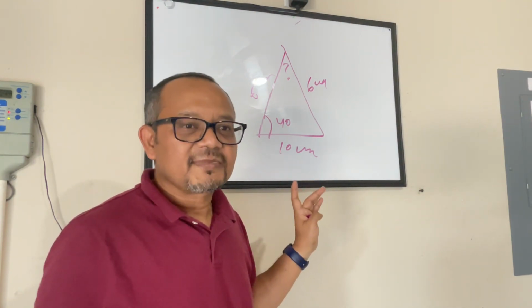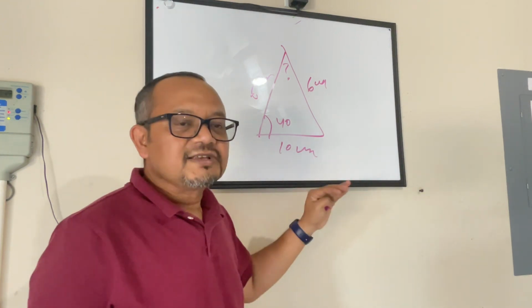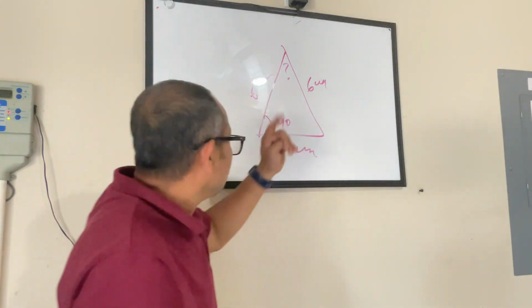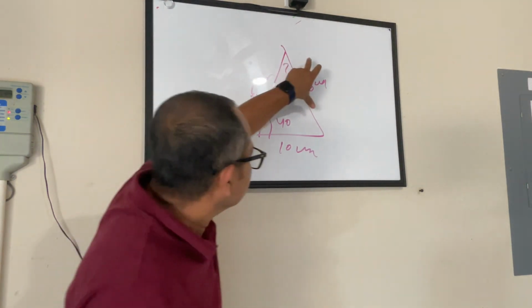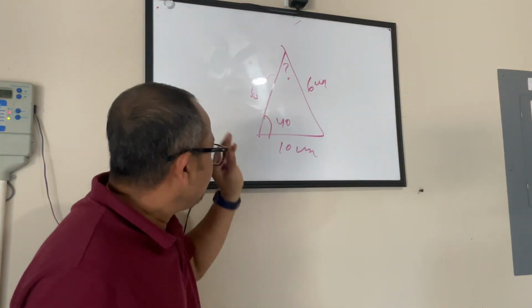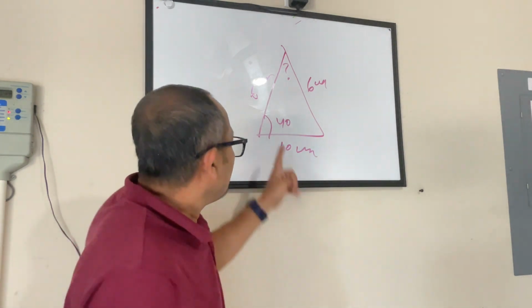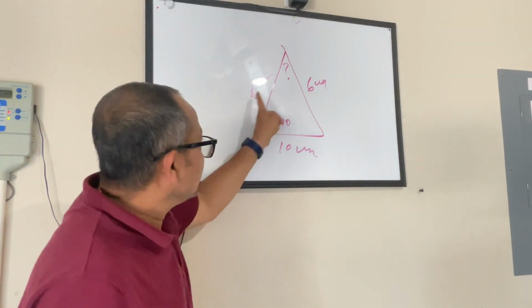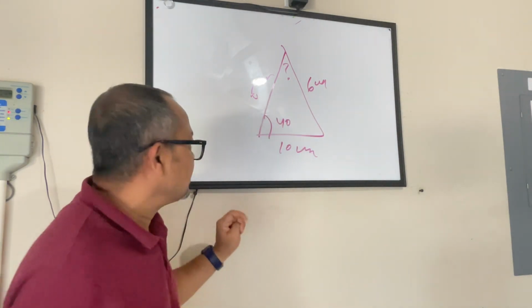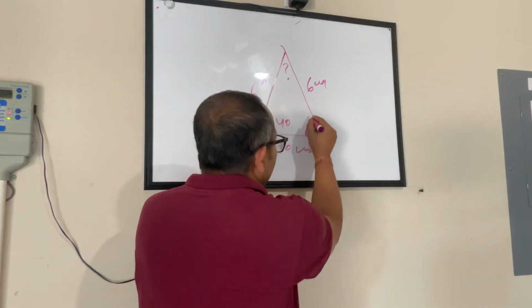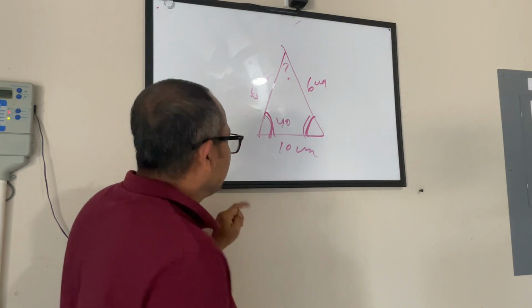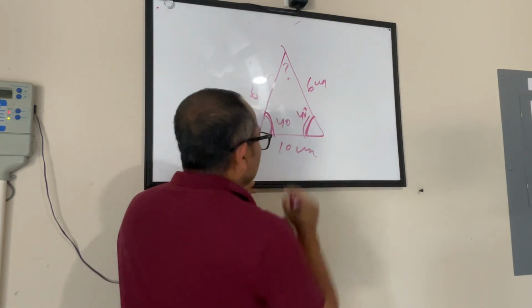Yeah? So, always the approach has to be, read the question. When you look at this question, this is 6 centimeter, this is 6 centimeter, this is 10 centimeter. Basic definition of a triangle. Oh, this is an isosceles triangle. So these two sides are same. This is an isosceles triangle. That means this angle and this angle will be same. If this is 40 degree, this will be 40 degree too.